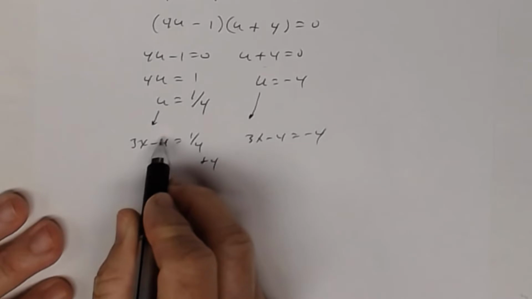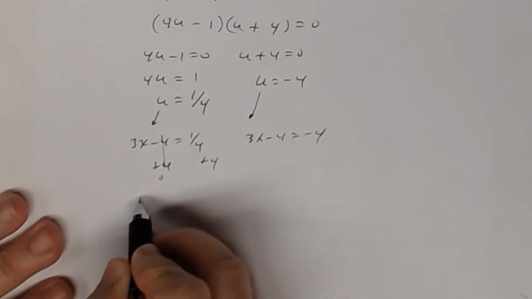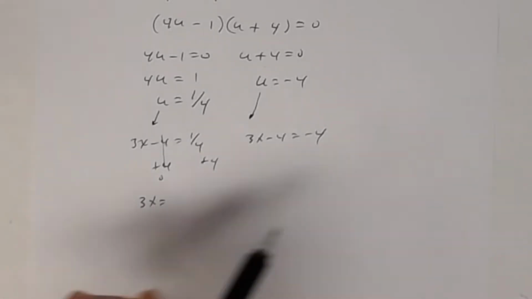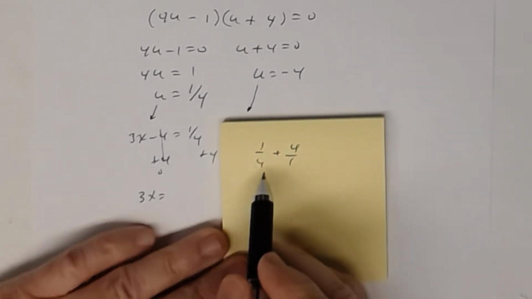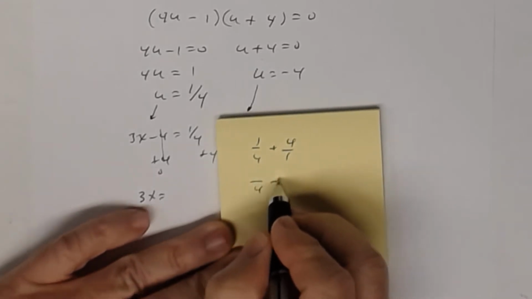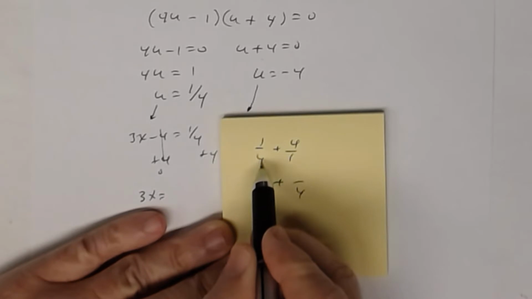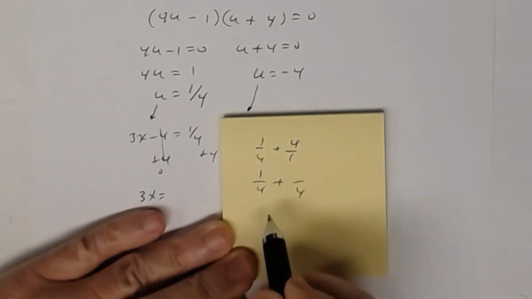So when you combine like terms, negative 4 and 4 is 0. So you get 3x equals, now 1/4, so you've got to remember 1/4 plus 4. So 1/4 plus 4, which is 4 divided by 1. So you've got to find the least common denominator, which is 4, right? So you're going to write two equivalent fractions whose denominator is 4. Well, 1/4 is always equivalent to itself, right?